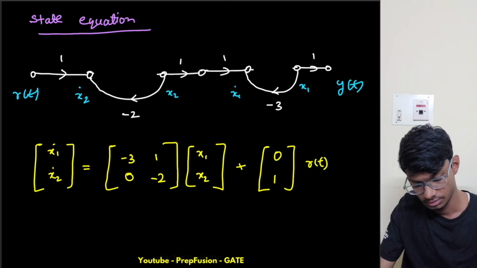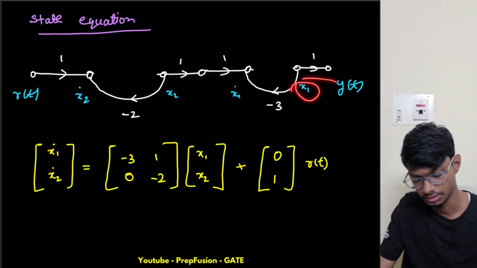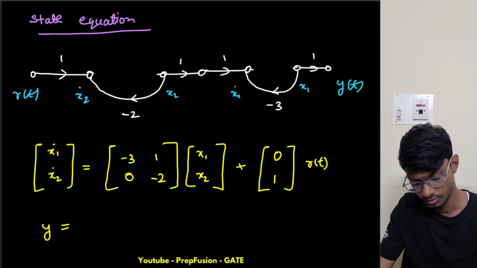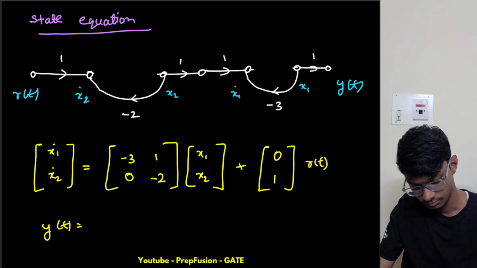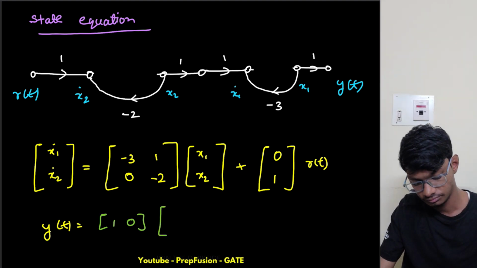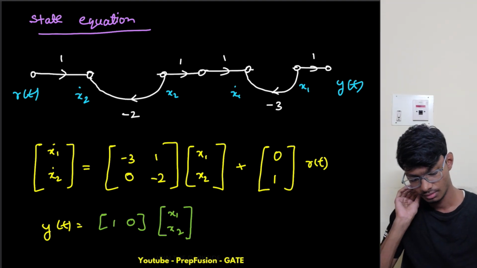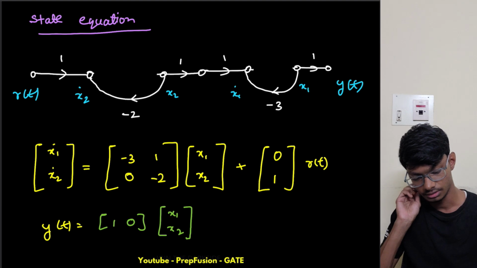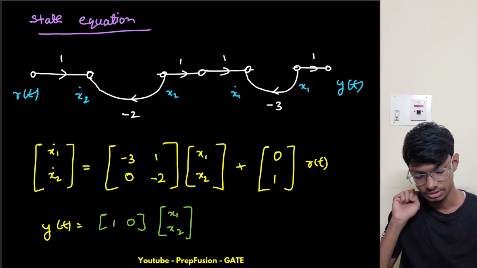What about y? R can't come, x2 also can't come, only x1 can reach y. So my y of t will be equal to 1, 0 times x1, x2. So x1 will come over here, and this is not related with input, so the D matrix will also be 0.